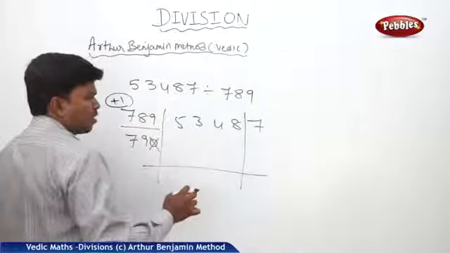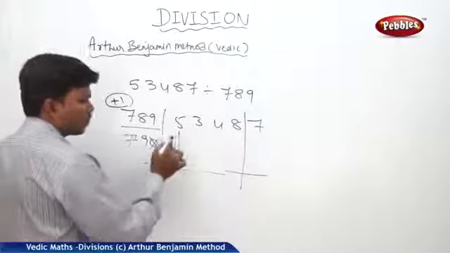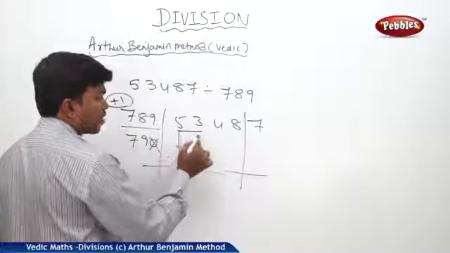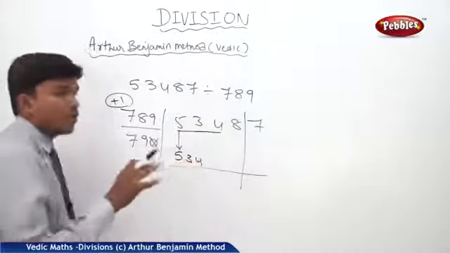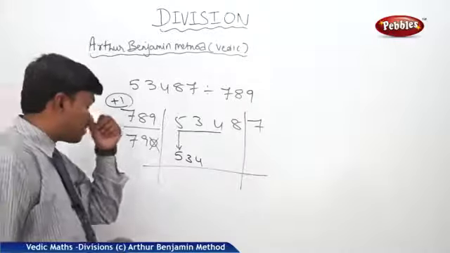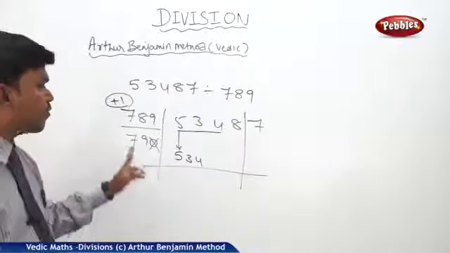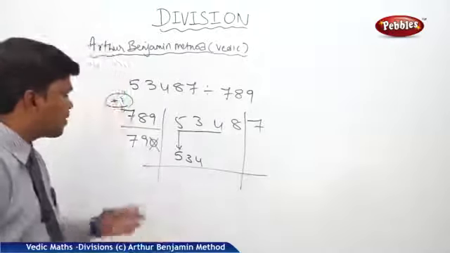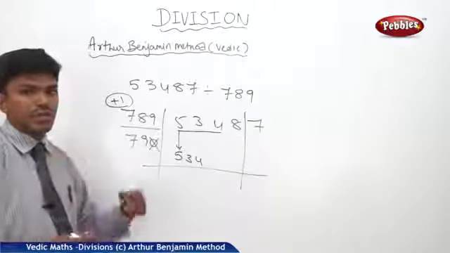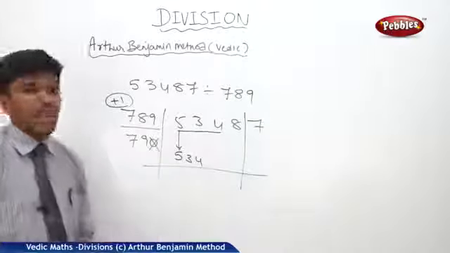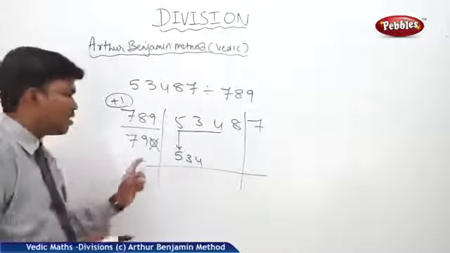Now start with the 5. Will 5 go in 79? No. So take 53. Even 53 is also not going. Take 534. Only 534 will go in this one. Now, what will you do this time? You will check the 79 table. How many times does 79 go in 534? If you go for 8 times, even 8 times will go beyond. So take 7 times, 79 7 times. You have to do that in the mind.